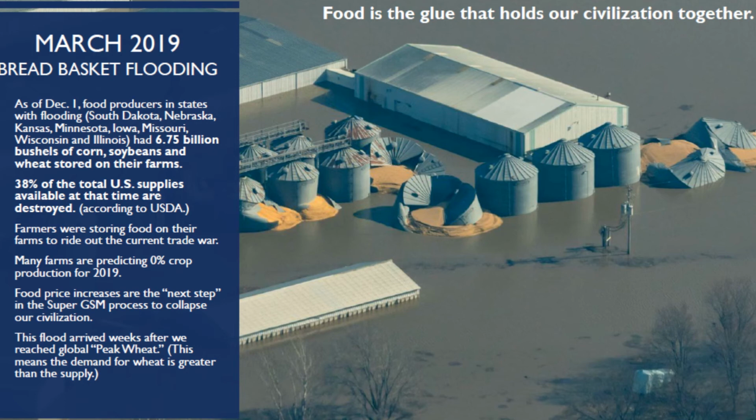This was biblical flooding. And unfortunately, the farmers had been storing up a lot of grain because of the trade war. It's estimated, 30 to 38% of all U.S. supplies were destroyed at that time. So it was a disaster. Farmers couldn't get in the field to plant, it was not a good year for the farmers. I know farmers who had 1,000 acres, half of which they couldn't plant. And the half they did plant had decreased yields of about 10%. This was not a good year for farmers.